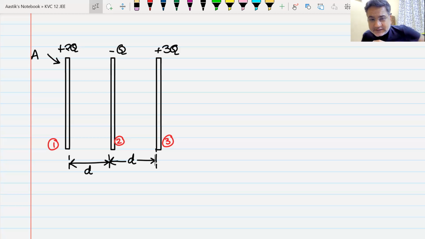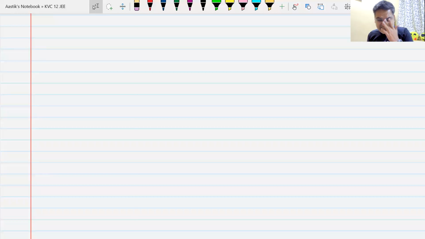So between 1 and 2, 1 is at a higher potential compared to 2, and between 3 and 2, 3 is at a higher potential compared to 2. What is the potential difference between the two? We will come back to this question maybe in today's class only, because we are going to write the next heading, and the next heading is known as: relation between electric field and electric potential. That is the next heading that we are going to do.